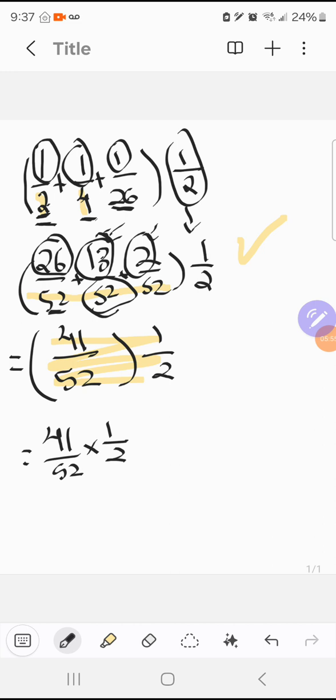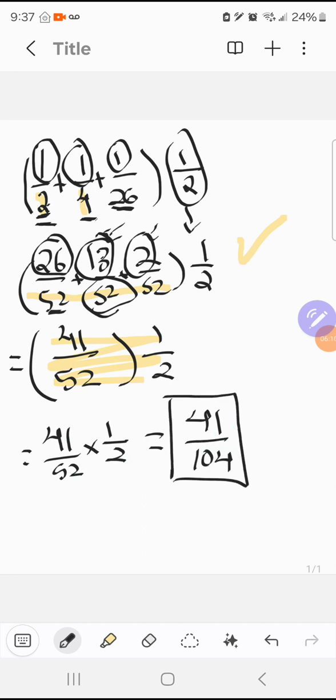So now, BEDMAS, right? We're done with the brackets. We have no exponents. We have no division. Next is multiplication. So here, just 41 times 1, 52 times 2, 104. And voila, you have got your answer.